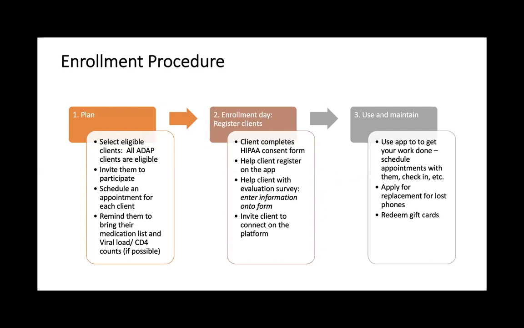So enrollment procedures here. This is when you have a new client. So 3 main steps here that we'll get into at later slides. The 3 main sections here are planning or identifying your clients, enrollment day or registering your clients, which is going to look a little different now with COVID guidelines, and then using and maintaining, helping the client to use and maintain their phone, their TAVIE Red app. We'll talk about lost phones, replacement phones, gift cards.